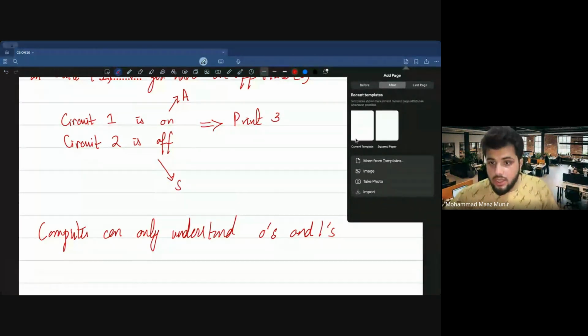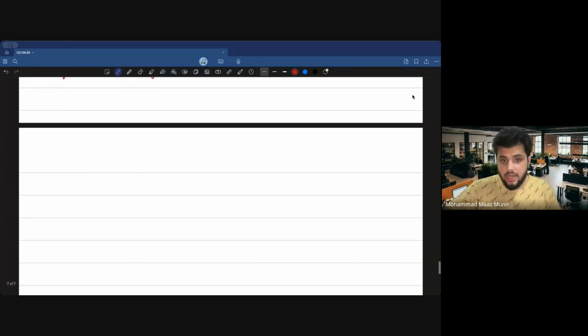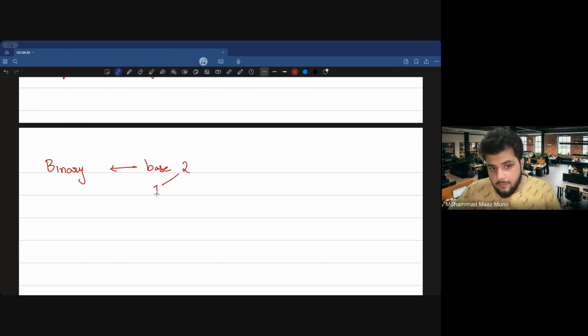When the computer can only understand zeros and ones, this system is known as binary. The definition of binary is that it's a base 2 number system that is made up of only two values, zero and one. When I say base 2, this means that it can only have two options. It could either be a 1 or it could be a 0. There is no other option that exists.